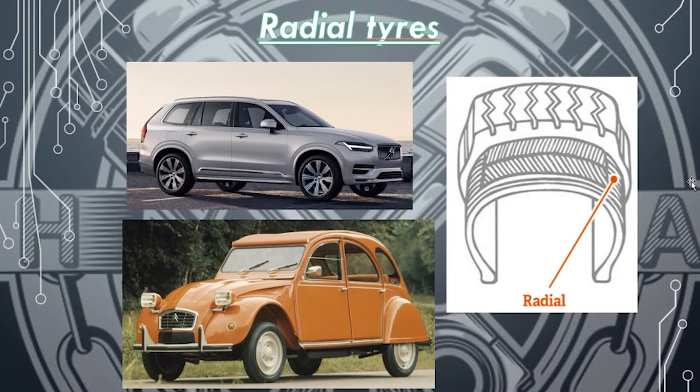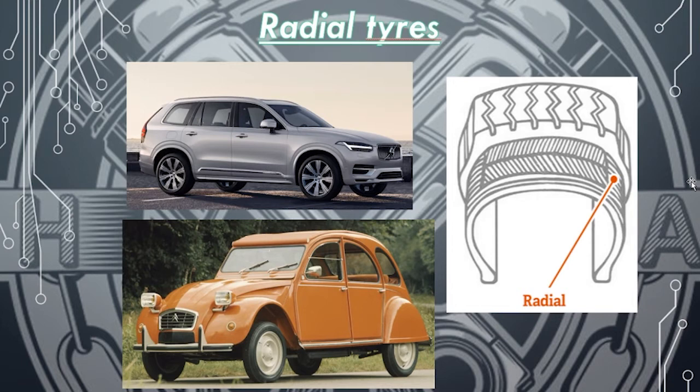So in terms of the actual structure, as I said before, with the cross-ply tyres, the cords that are integrated into the tyre structure go at a 45-degree angle, whereas with the radial tyres they go at a 90-degree angle.